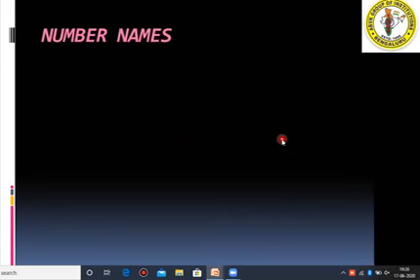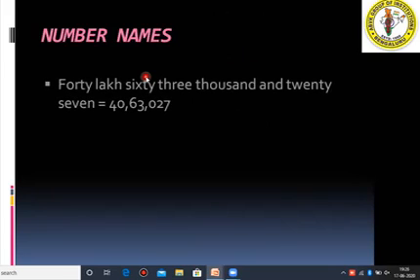Next we will see how to write number names. First we will see how we write them in the Indian place value system. They will give the number names like this, meaning the spellings. So for that you have to write the numbers. See here.